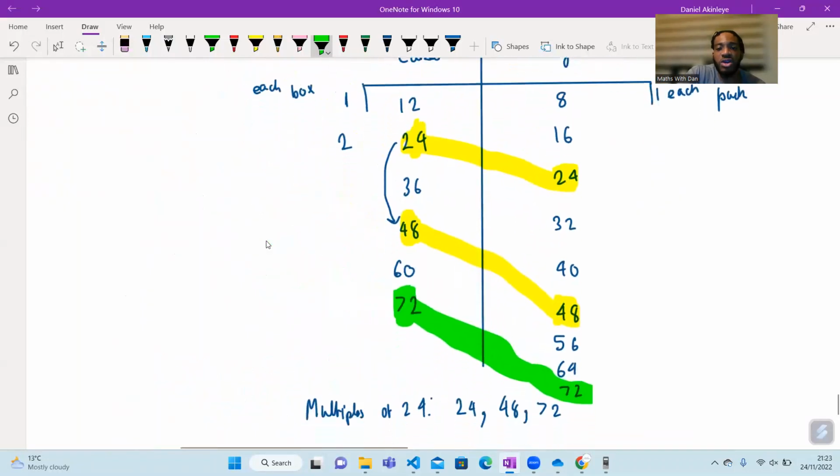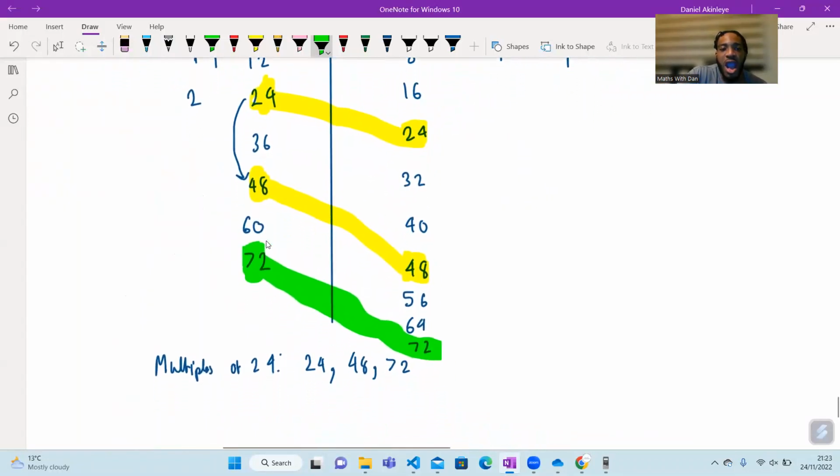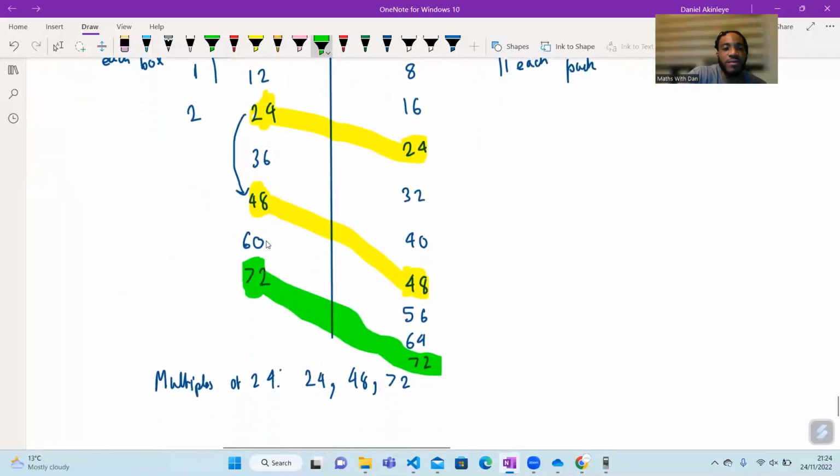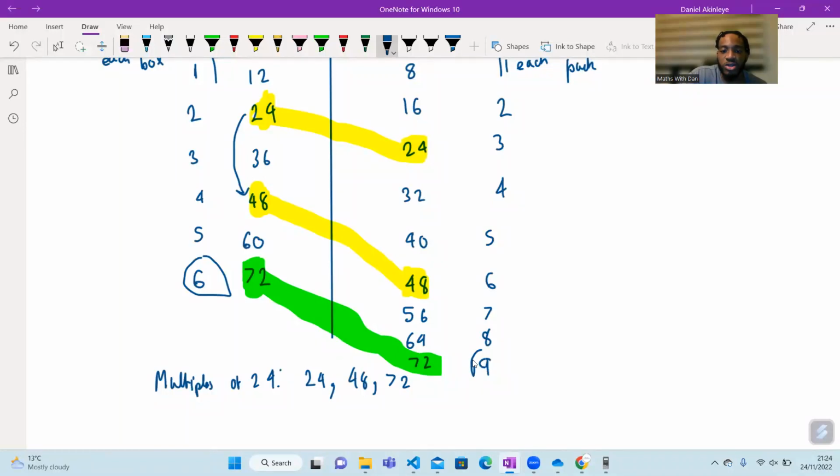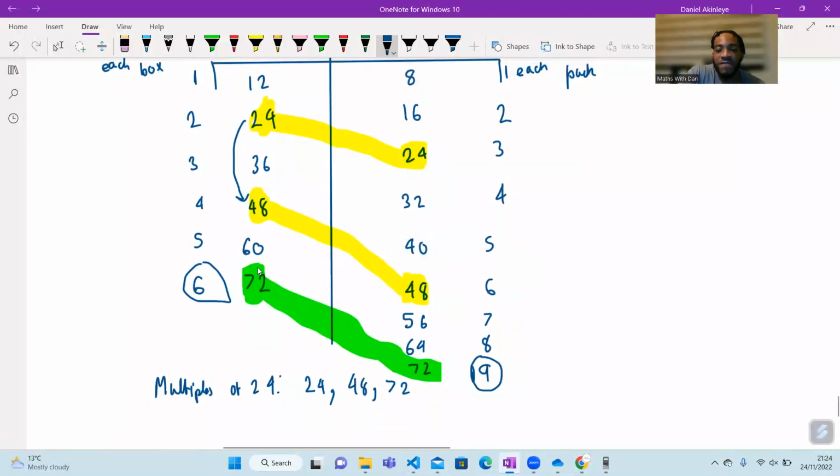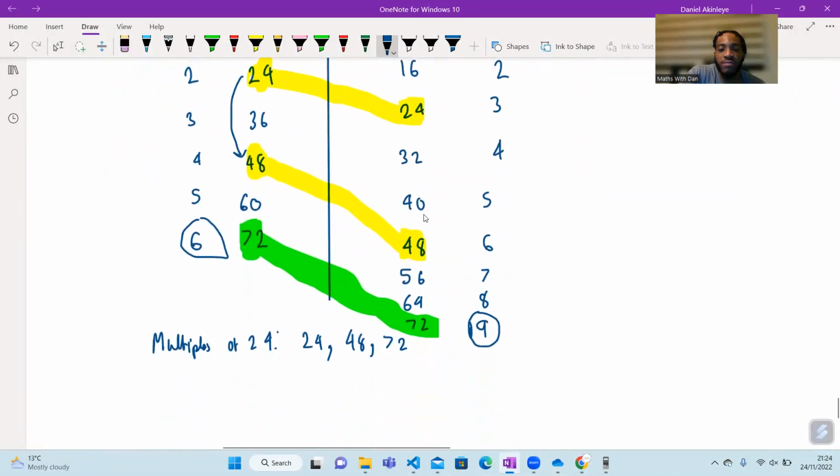So now we just need to ask ourselves, how many does that represent for each one? If I look here, this was for 3 boxes, 4 boxes, 5 boxes, and then 6 boxes. So the answer is 6 boxes for this one. And then this was 2 packs, 3 packs, 4 packs, 5 packs, 6 packs, 7 packs, 8 packs, and then 9 packs. So we know how many we need to buy for each of the cakes and sausage rolls.